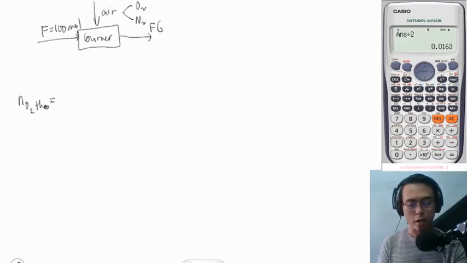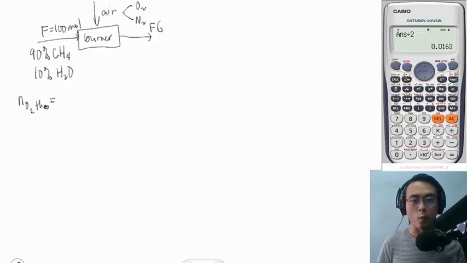So your fuel is now 90% CH4, 10% water. This is what we call a wet fuel, meaning there is water in your fuel. This water is in the form of a vapor. Okay? So out of those two components of the fuel, the only thing that's combustible is the CH4.